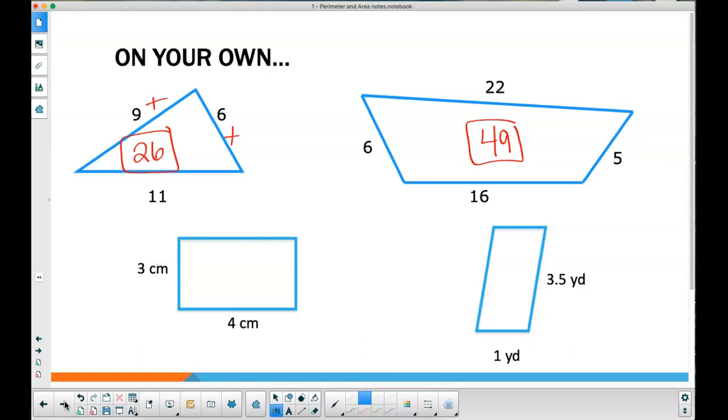Okay, how about the rectangle? Go ahead, Ariana. 14. Don't forget that this is 4 and this is 3, so you need all of them. And the parallelogram here. Really? 9. Okay, because you need this side is 3.5 and this side is 1. Easy enough, right? Perimeter is easy.